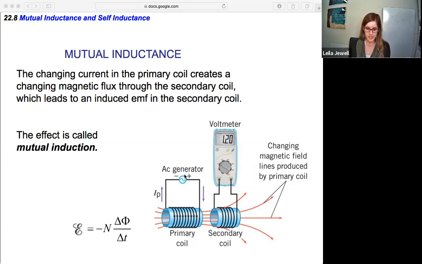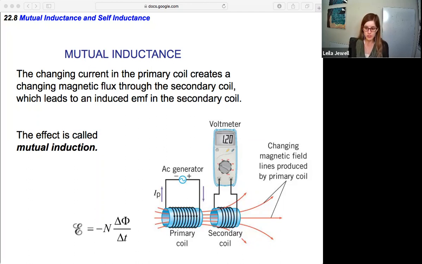Right, if we look at the AC generator, it's creating a current that's constantly changing. Since the current's constantly changing, the magnetic field created by this coil is constantly changing, and the coil nearby feels that and creates an EMF in response. So this is in effect known as mutual induction. And you can calculate the EMF that's induced based on Faraday's law, right? Negative N, the number of turns, times the change in flux divided by the change in time.